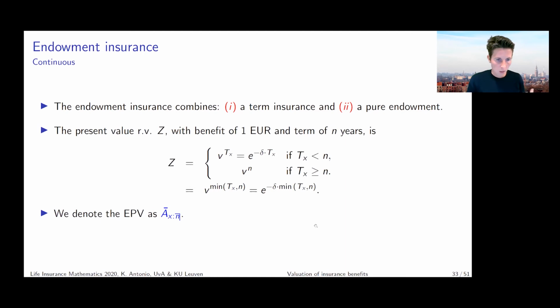Okay. What is the notation here? We've got the A bar, because we're working in continuous time. We've got the X for the age of the policyholder. We've got the n for the duration of the contract, and there is no 1, because we pay the death benefit for both scenarios, right? For death in the period of n years, but also in case of survival until the end of the policy duration. Okay, so that's how this notation works.